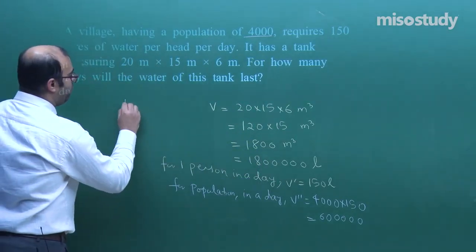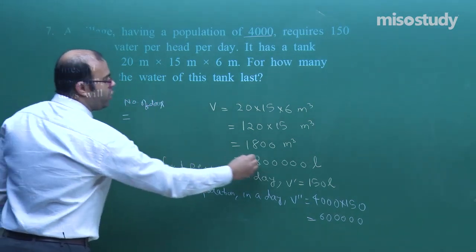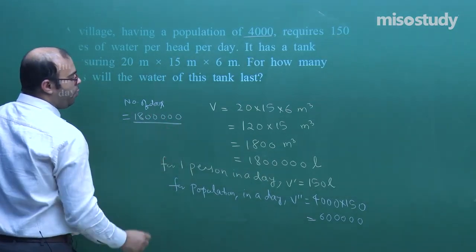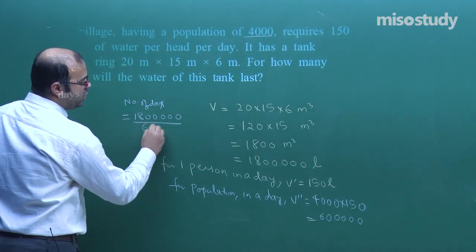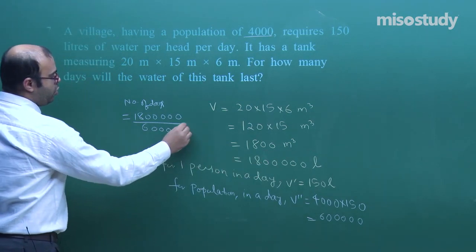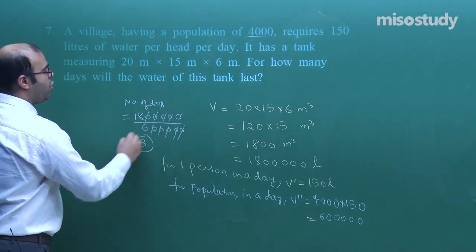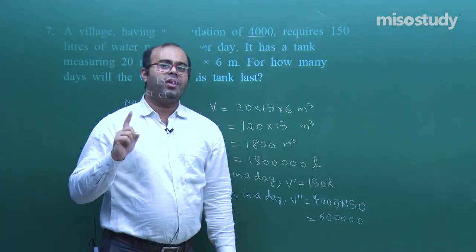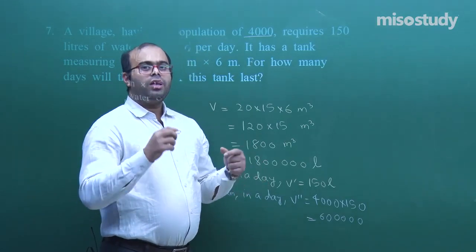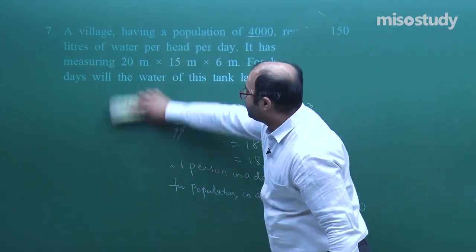So what we will do? Number of days is going to be equal to total volume, 18 followed by 5 zeros, upon per day usage, that is 6 followed by 5 zeros. So let us cancel these 5 zeros and we will come to the answer 3. So for 3 days this water will give the 4000 persons their usage, the amount they want to use. This is for 3 days.